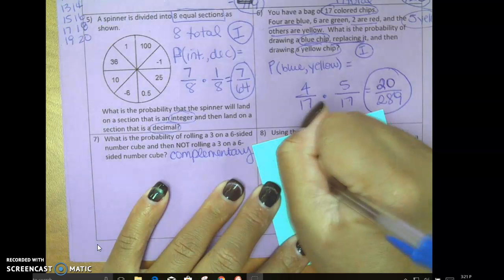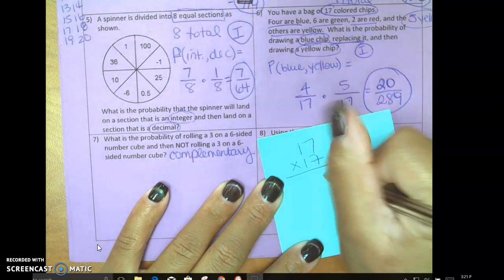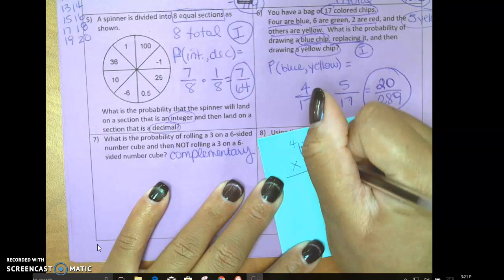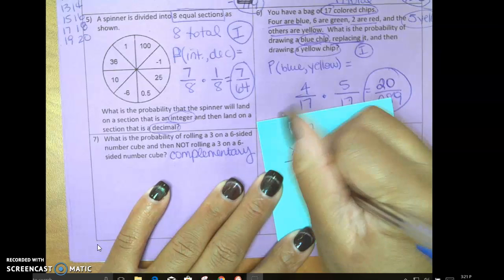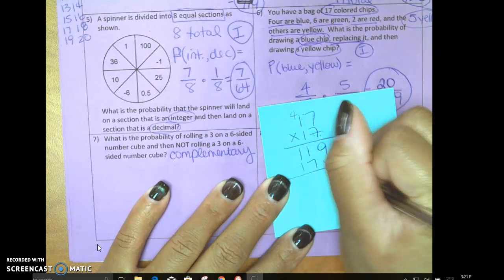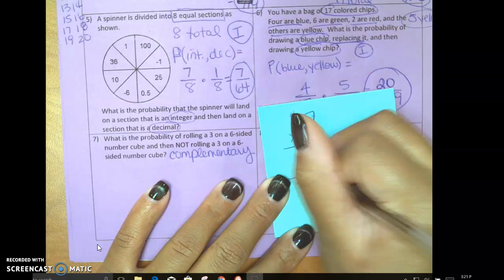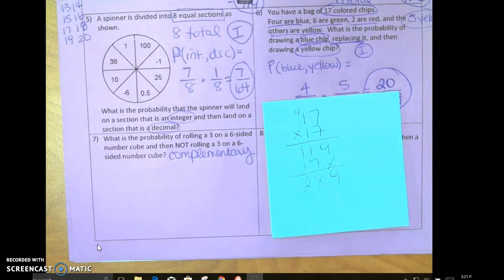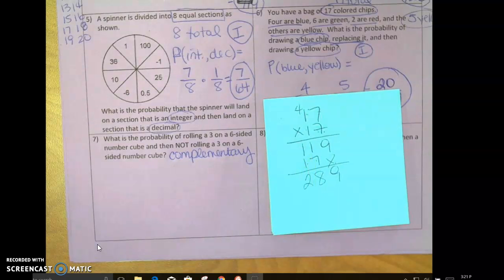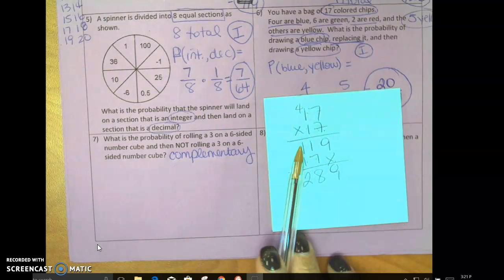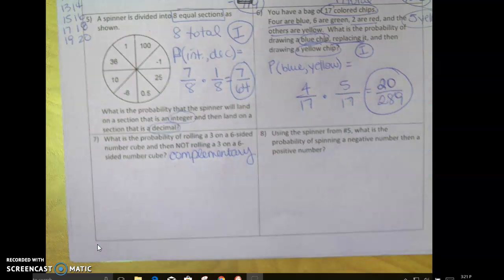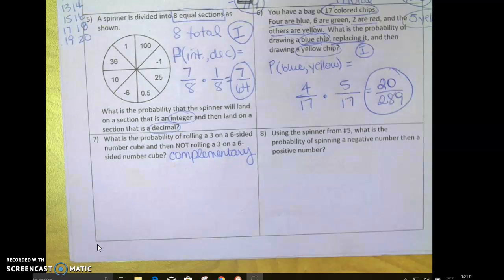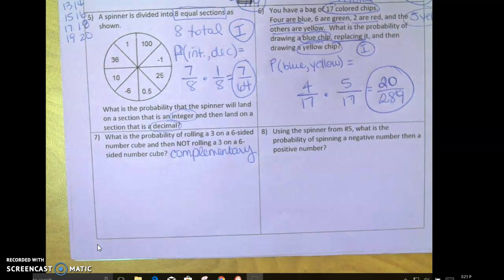17 times 17. Let me double check. 7 times 7 is 49. 7 times 1 is 7 plus 4 is 11. 1 times 17 is 17. 9 plus 0 is 9. 1 plus 7 is 8. 1 plus 1 is 2. 289. Did you carry a 1 right here where you added 7 and 1? You didn't need to carry a 1 over here. Do you want me to check on a calculator? Because I can if you don't believe me. Okay. Thank you for trusting in your teacher.